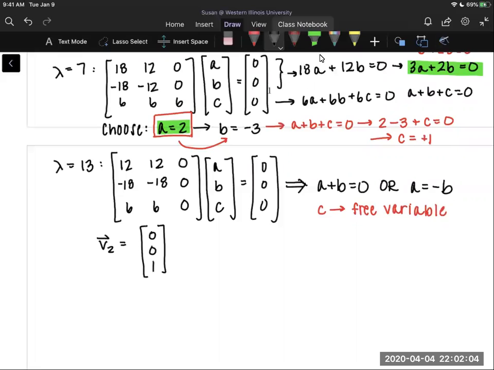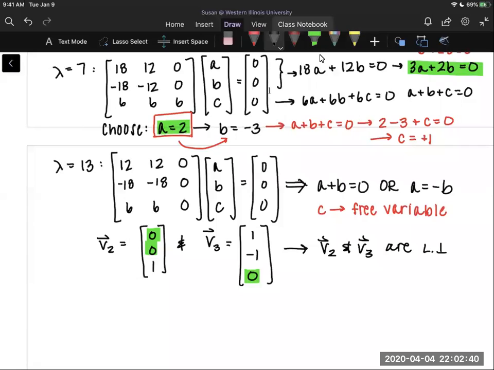All right. And now for my third eigenvector, or my second eigenvector for this eigenvalue, I can let C be 0, and then I just need A and B to add up to 0. So I'm going to choose 1 and -1. Because I chose these zeros to occur in opposing places, this ensures that V2 and V3 are linearly independent because of those zeros.